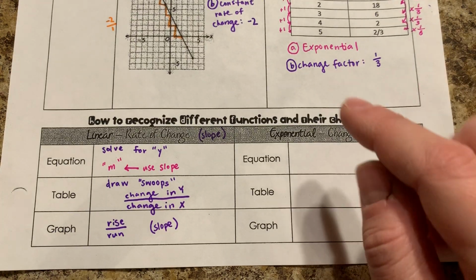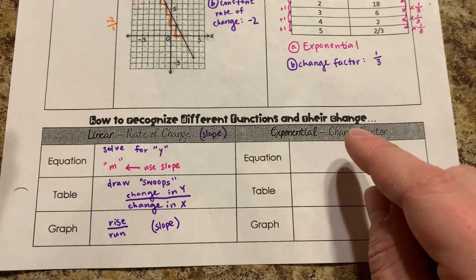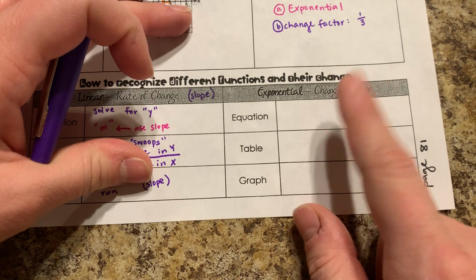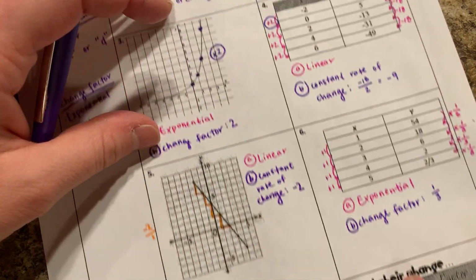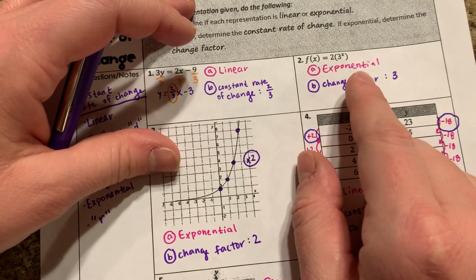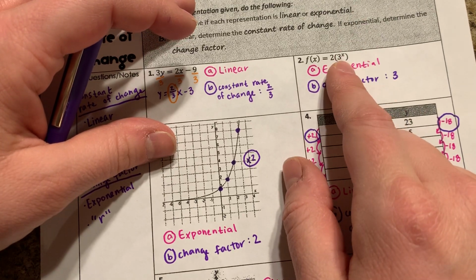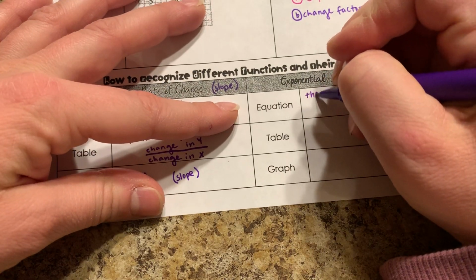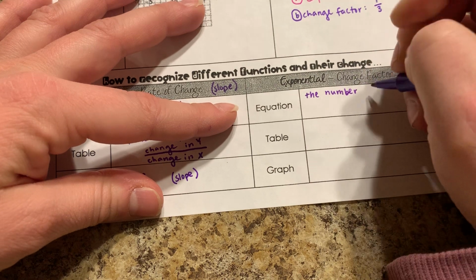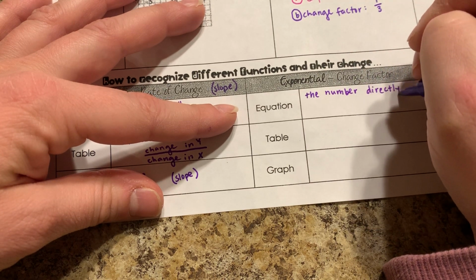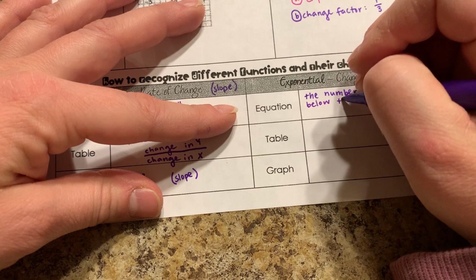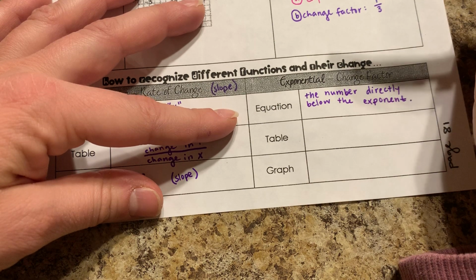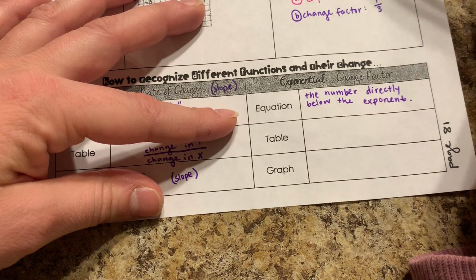Now let's talk about exponentials, which are new and scary, but also fun and awesome because who doesn't love that curve? Oh my goodness, so beautiful. All right, so in an equation, to find our change factor, we took the number that is directly below the exponent. So I'm going to write down here for equation: the number directly below the exponent. All right, so that's how we find change factor in an equation.